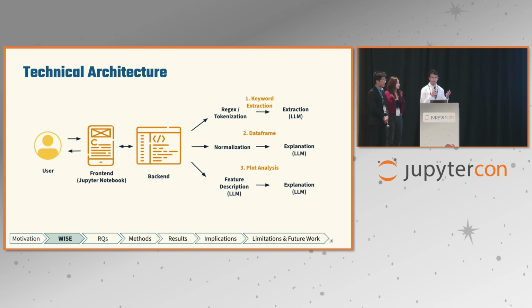What WISE does behind the scenes is first take these data frames from the output cells and normalize the data. It performs some basic data operations. And then finally it sends it to another LLM, which is also given the keywords to get more context on the problem, and then it can generate some insight. Finally is the plot analysis.